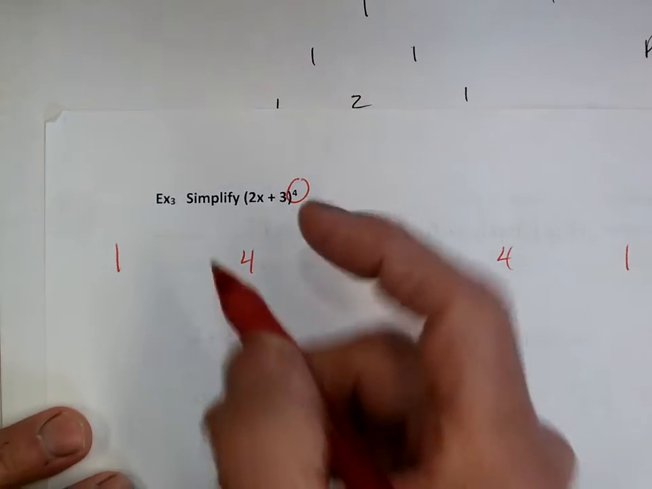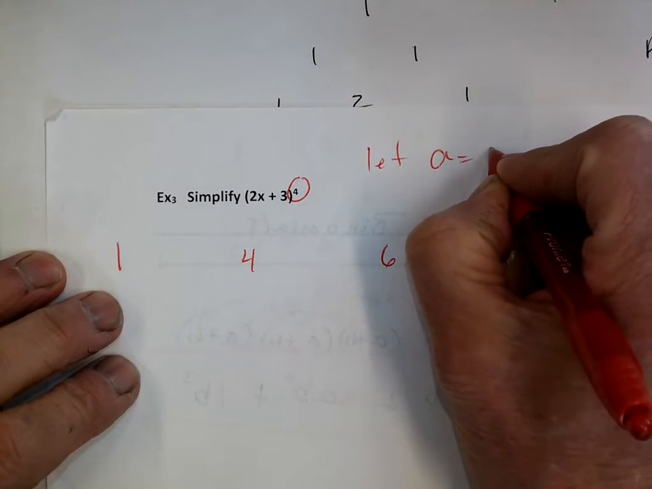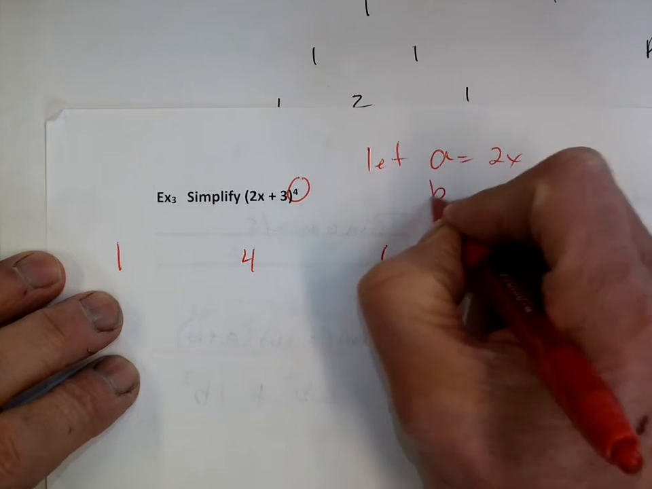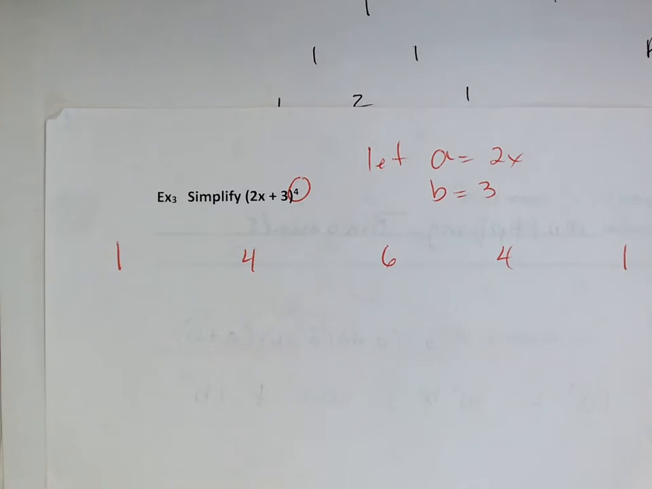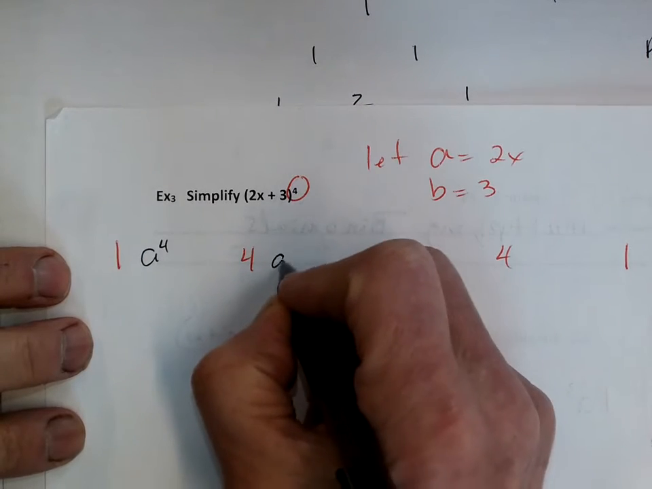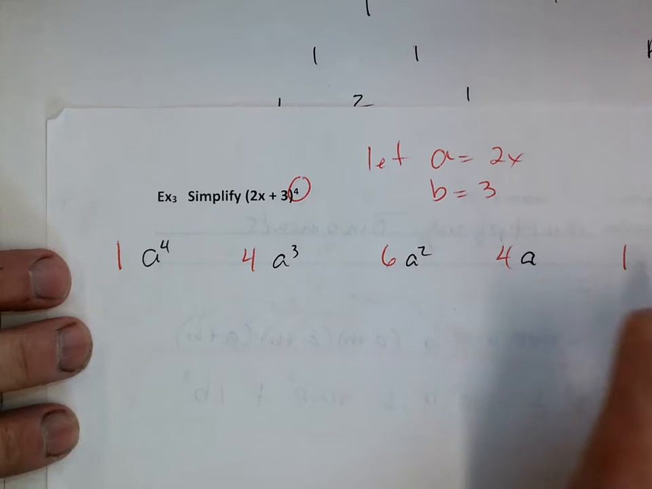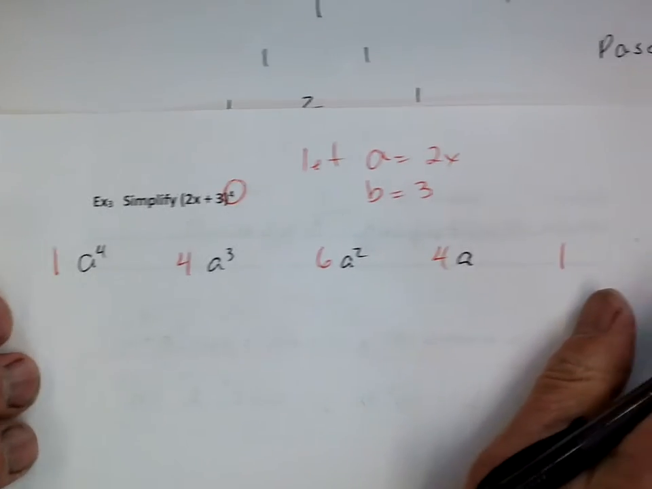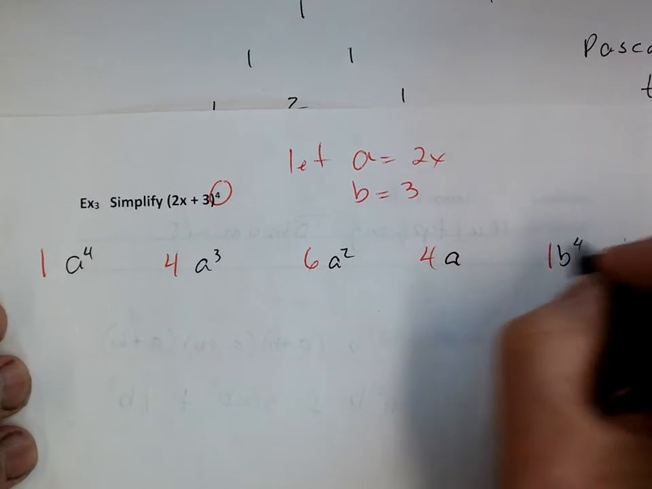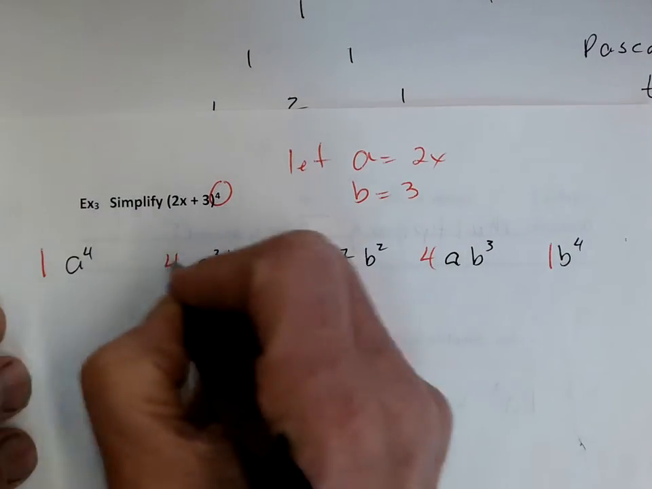So let me put down my A's and B's. I'm going to let A equal 2x, and I'll let B equal my 3. I'm still going to put in my A's and B's to start off with, because that was easy, right? That was super easy to do. So I'm still going to go A4, A3, A2, A1, and then no A's. And I'm still going to then put in my B's: B4, B3, B2, B1, and no B's, and separate pluses.